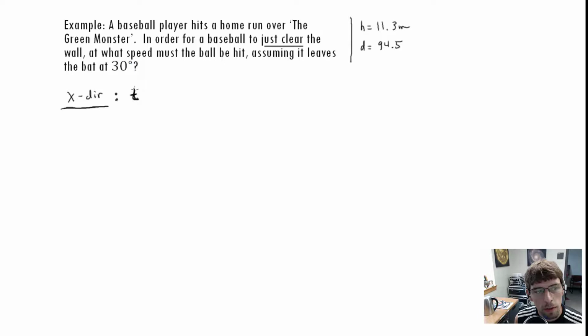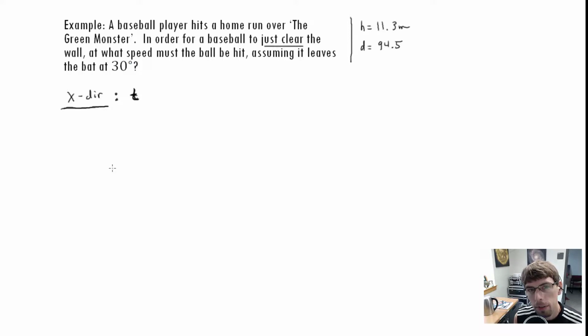You say, well, why is that? The answer, or at least how I would explain it, is that what's going to dictate how long this thing is in travel time is how quickly it can get to the far wall, the Green Monster. And that is dictated in the x direction. That's at least how I think about it. So let's see if we can come up with a time.